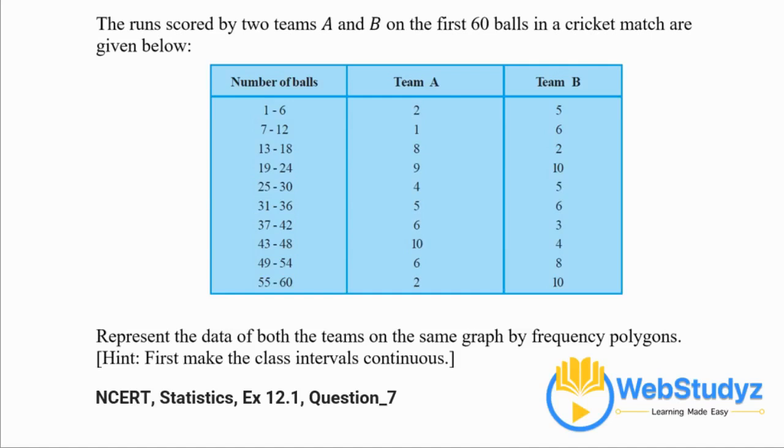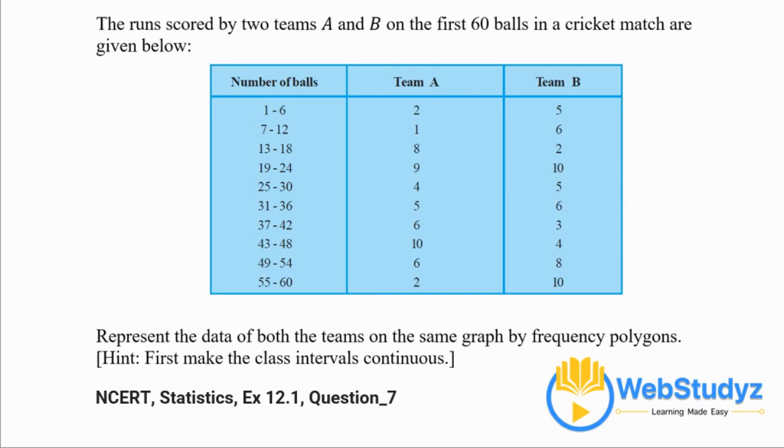Hello students, let's read this question. The runs scored by two teams A and B on the first 60 balls in a cricket match are given below. So we have three columns. First is the number of balls, second is team A, and the third column is team B.